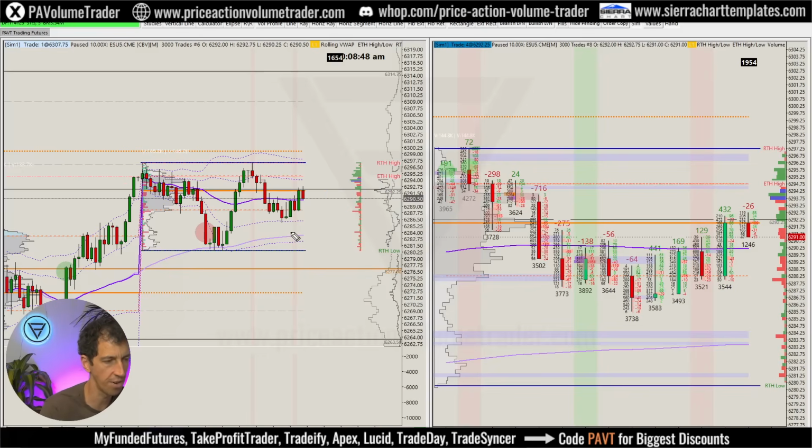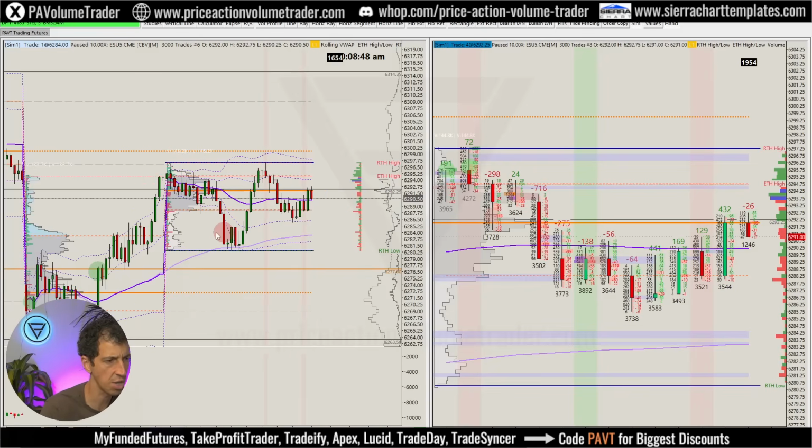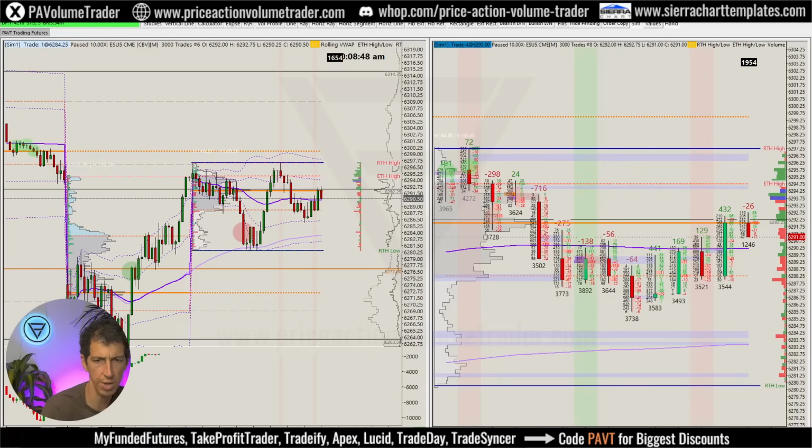So the area we're going to focus on, if I zoom out, you can see, just for context on the trade, we had opened with a big gap down overnight.